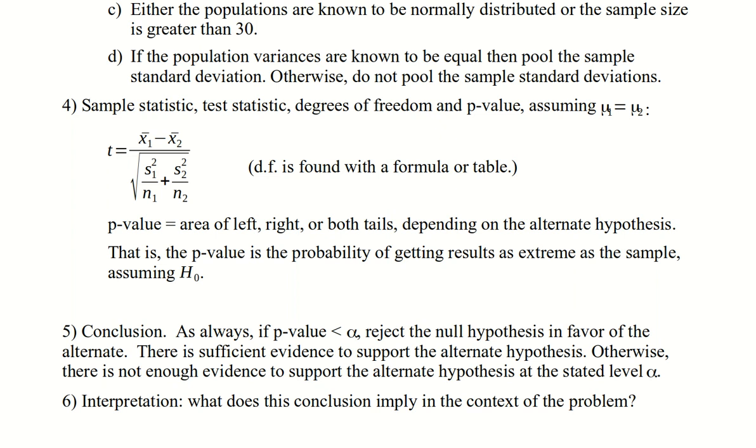And then the conclusion, this is copied and pasted as always, so there's a reminder that nothing new's here. If the p-value is less than alpha, we reject the null hypothesis. Otherwise, there is not enough evidence to support the alternative hypothesis. And the interpretation, that's where we say as clearly as possible in clear English what that means.